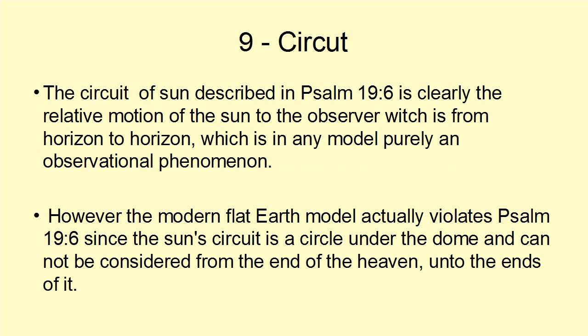Finally, the circuit of the sun described in Psalm 19:6 is clearly the relative motion of the sun to the observer, which is from horizon to horizon, which is, in any model, purely an observational phenomenon. However, the modern flat Earth model actually violates Psalm 19:6, since the sun's circuit is a circle under the dome and cannot be considered from the end of heaven unto the ends of it.